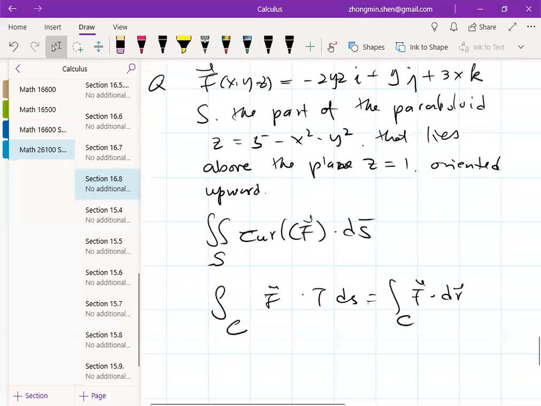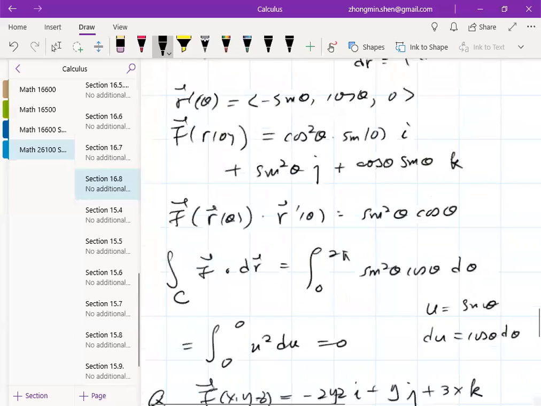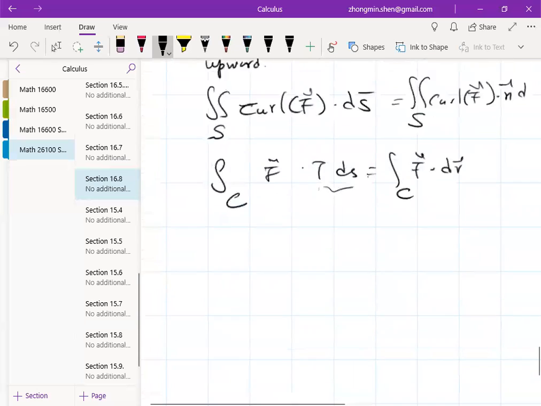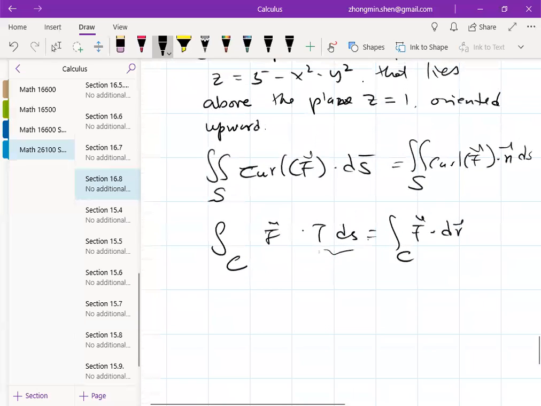In the book, they're not going to write this form. That's the definition. This is the same here. It's going to be the curl of F dot the normal vector dS. So, let's do it one by one.